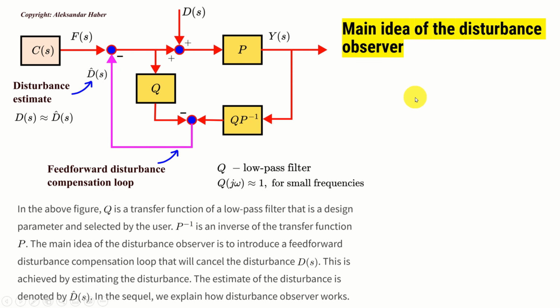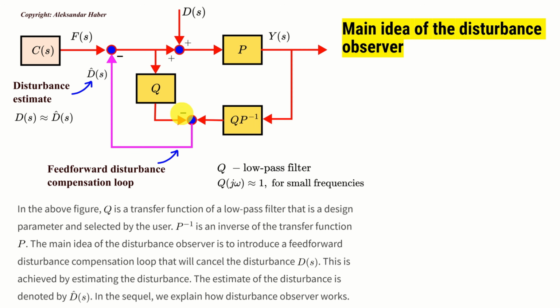In the sequel, we present the main ideas of disturbance observers. This block diagram represents a basic structure of disturbance observers. In this figure, Q, shown over here and over here, is a transfer function of a low-pass filter that is a design parameter and that's selected by the user who designs the disturbance observer. P minus 1 is an inverse of the transfer function P. That is, P minus 1 is the inverse of our plant.